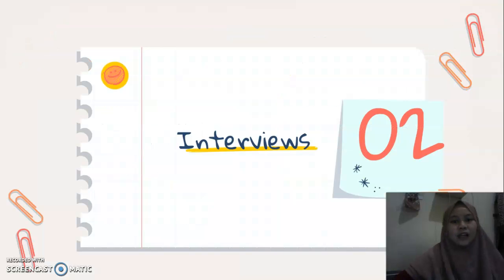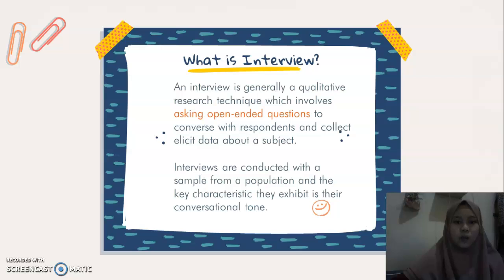Next, interviews. What is an interview? An interview is generally a qualitative research technique which involves asking open-ended questions to converse with respondents and elicit data about a subject. Interviews are conducted with a sample from a population, and the key characteristic they exhibit is their conversational tone.